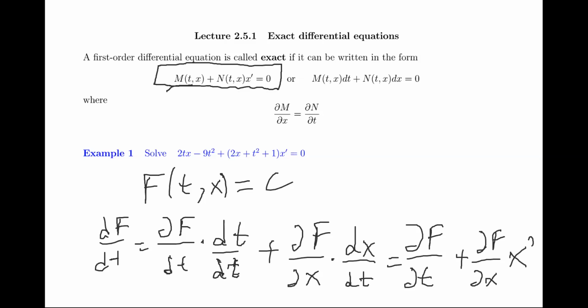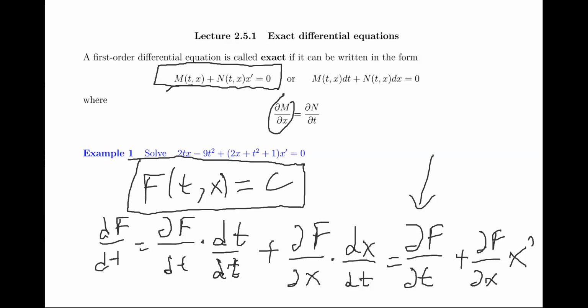If M is a function of t and x, and the partial of f with respect to t is a function of t and x, which it will be, then we can get something of a similar form here. So an implicit solution to our differential equation is f of t, x equal to c, where these conditions are satisfied. If you take the partial of f with respect to t, that is our function M. And if we take that with respect to x and you get the partial of N with respect to t, then we have an exact equation.